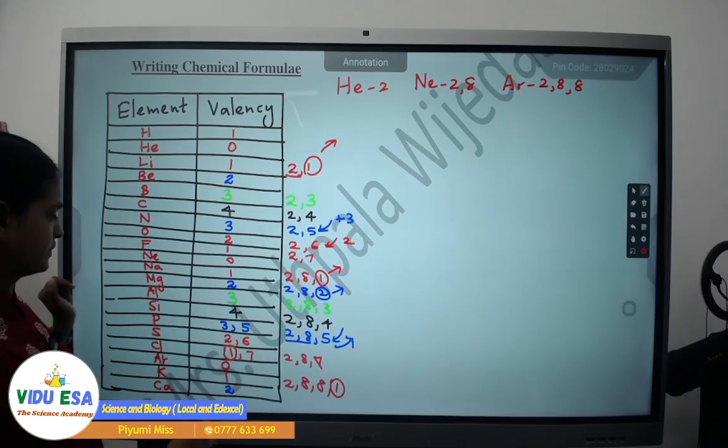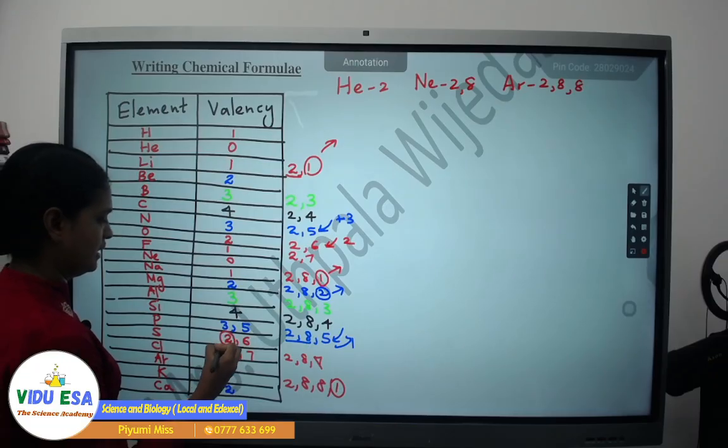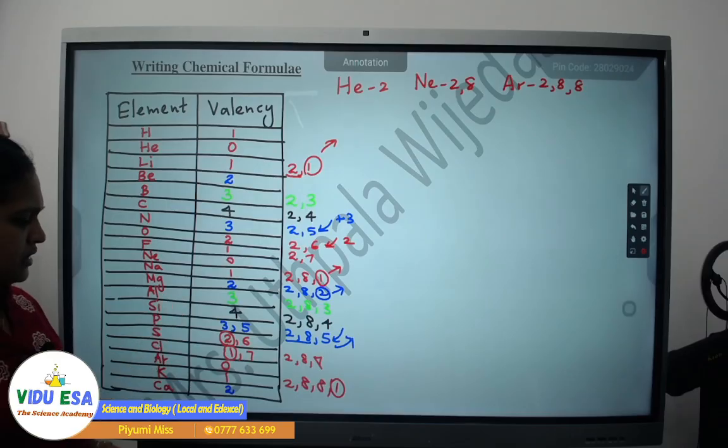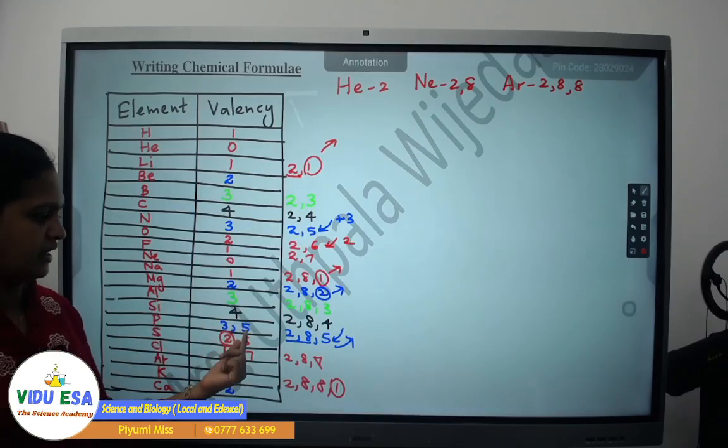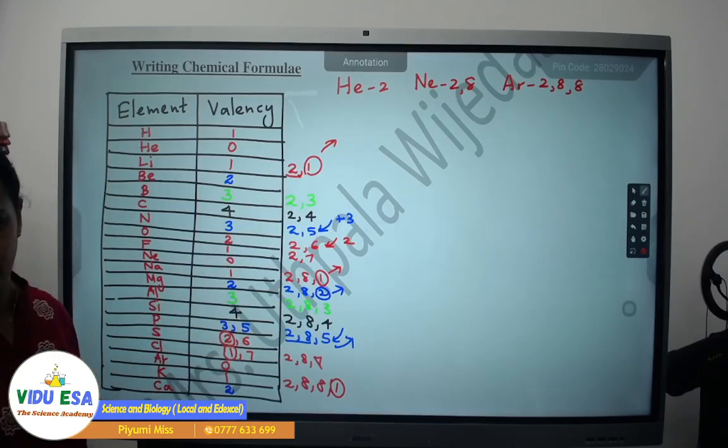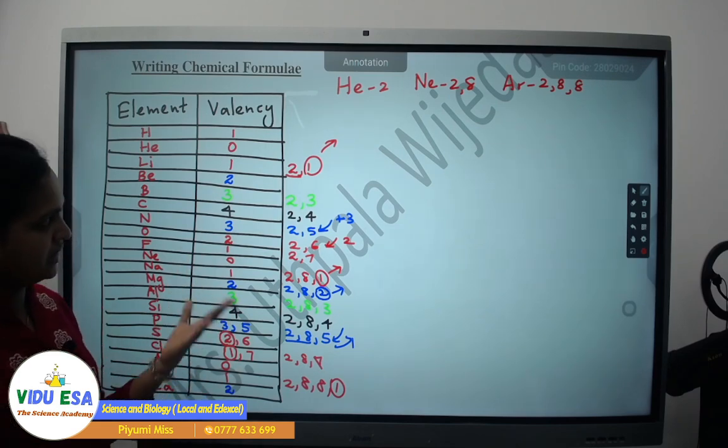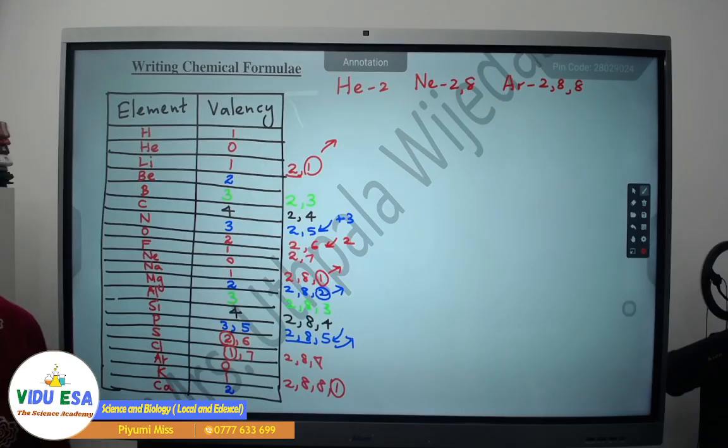Then when it comes to phosphorus, actually it can exhibit both. When we talk about PCl5, it is 5. The valency is 5. You don't need to know many things. Knowing this much is good enough.